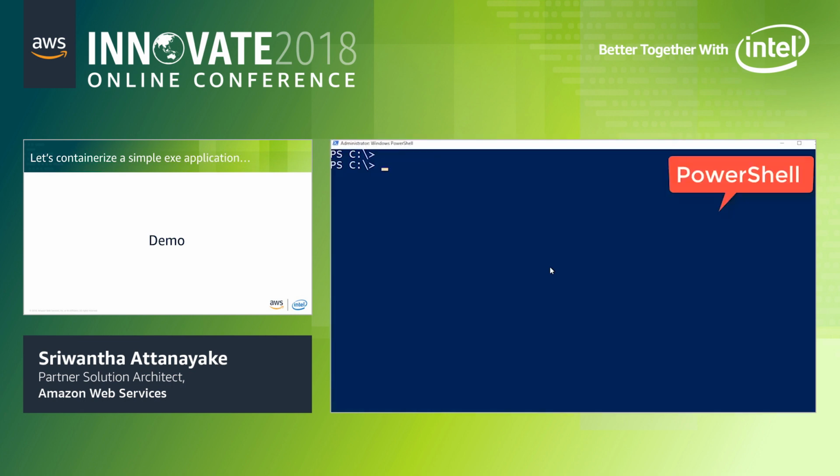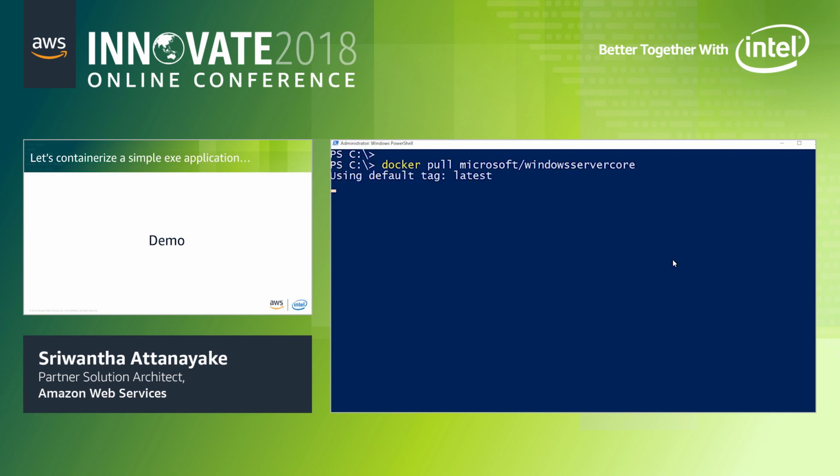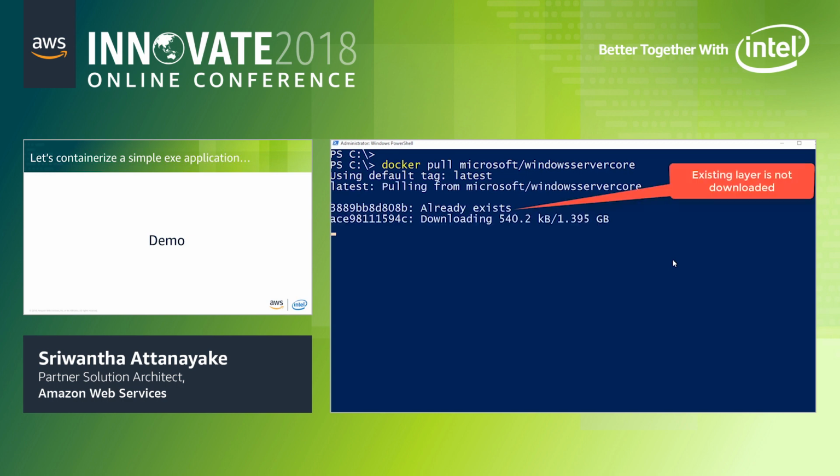I started PowerShell as an administrator, and I'm going to download an image from Microsoft. To do that, I'm going to call docker pull and give the name of the image, microsoft/windowsservercore. This will go to Docker Hub and download the latest version of the Windows Server Core image.